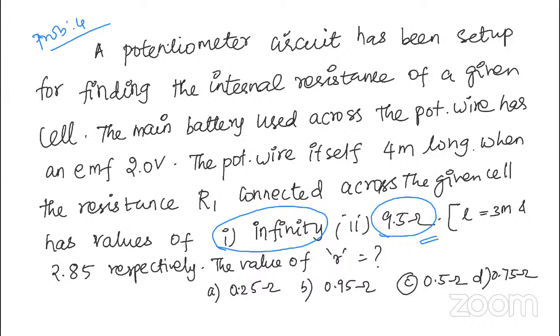Here in that problem they have given the balancing length values, L1 and L2, and the resistance R value. Okay, then find the internal resistance. We know how to calculate automatically, right? So now which formula can we use out of the 3?